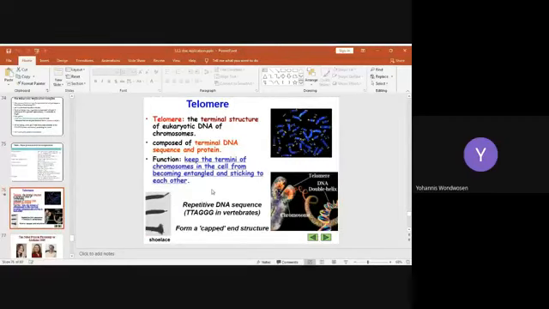In recent years, the telomere. Telomeres are very important terminal structures of eukaryotic DNA chromosomes, and they are composed of terminal DNA sequence and protein.